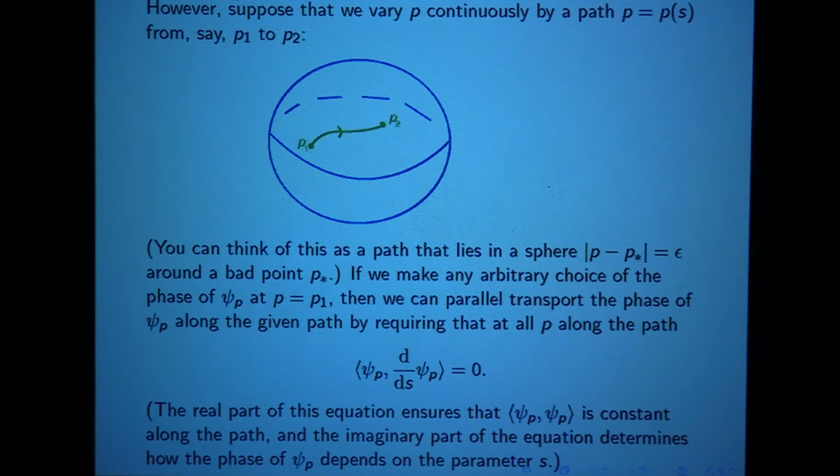So if we say that psi p is supposed to be for all S an eigenstate of the Hamiltonian, and moreover it's supposed to obey this condition, then that determines uniquely how psi depends on S. Concretely, the real part of the equation ensures that psi p has a constant norm along the path, and the imaginary part determines how the phase of psi p depends on the parameter S.